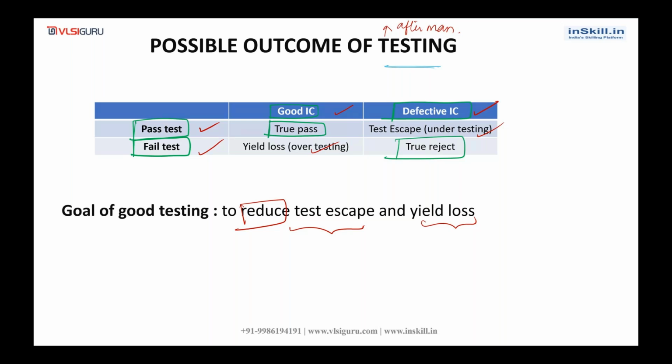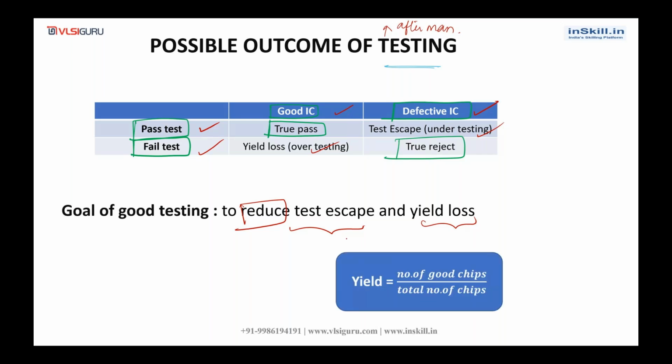So what is yield? Yield means the number of good chips divided by the total number of chips. Out of the total number of chips that have been manufactured, how many chips are good? How many chips do not have any manufacturing defect? That is what is called yield. So that is what the yield is.